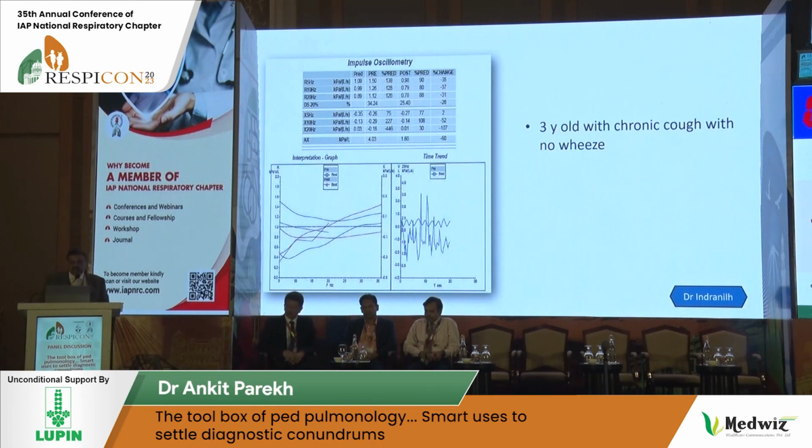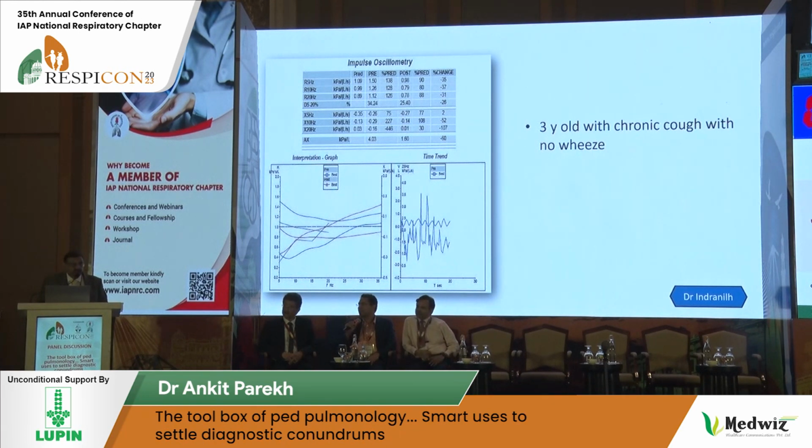So this is the other child who has chronic cough with no wheeze, and again you can see that the R5 values are raised, and there is significant reversibility, which is very good in this child. So though we are labeling it as cough variant asthma, basically this is asthma. But in 3-year-old children, how confident are you in telling it is asthma? No, we are not labeling asthma, because these are multi-trigger wheezers? Yes. So we are not trying to say that this child has asthma or no asthma.